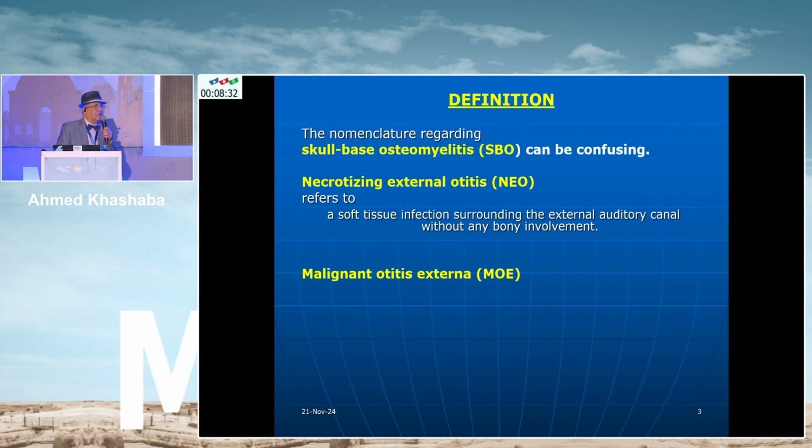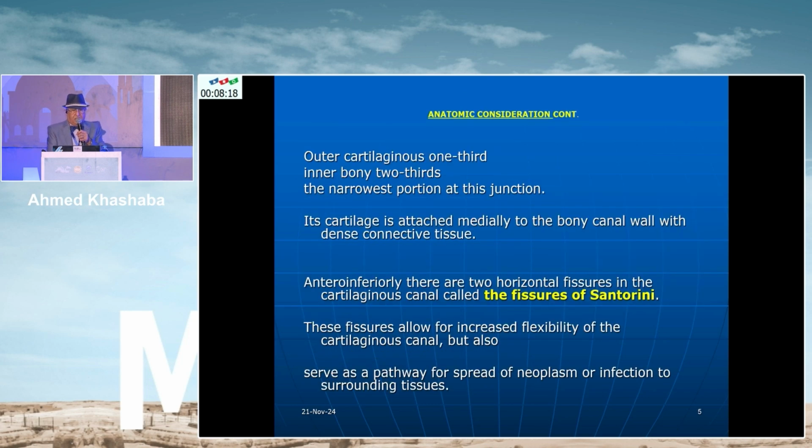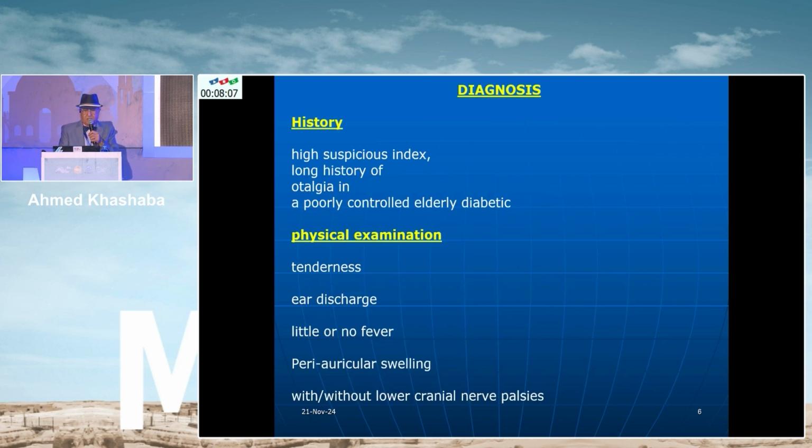Malignant otitis externa is no longer in place for such conditions because it is quite evident that it is not a malignant disease. However, its behavior is a malignancy. I will not go into the anatomic considerations because it's quite obvious for all of us, about the histology and the nature of the embryology of the concerned area. However, now we have to stop.